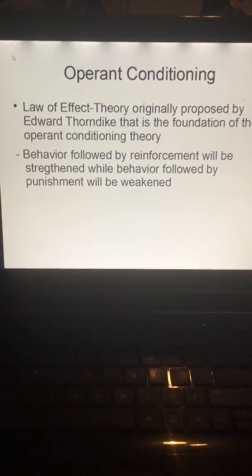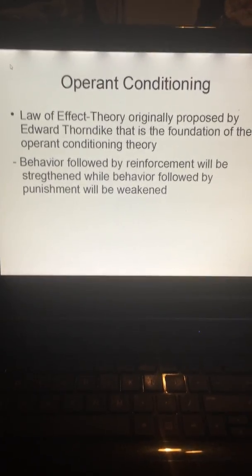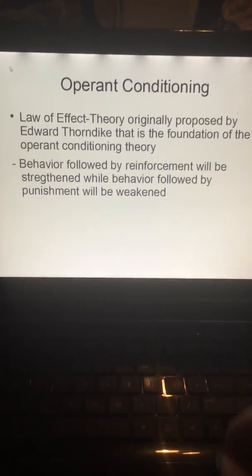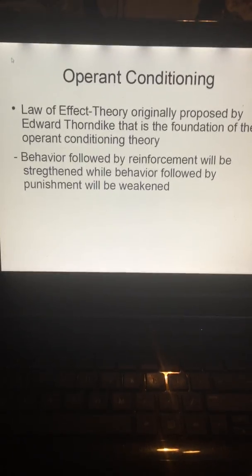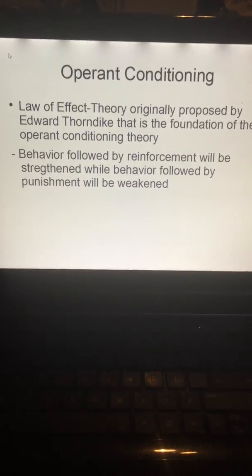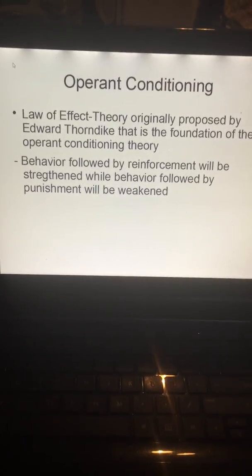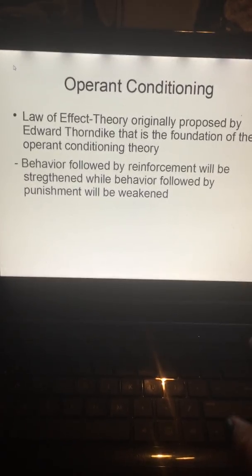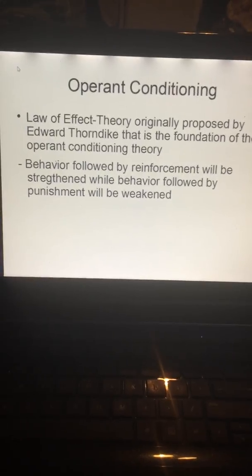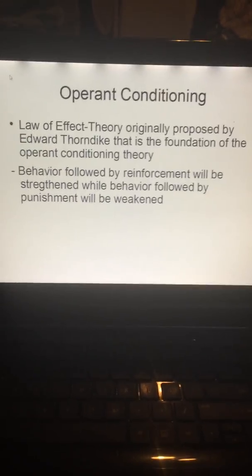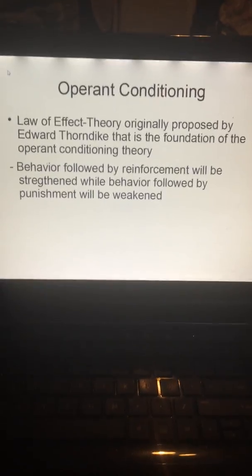Now, talking about operant conditioning. You guys, I can go all day when it comes to operant conditioning. This is one of my favorite topics. The law of effect was originally proposed by Edward Thorndike, the foundation for operant conditioning theory. Basically, he found this by putting a whole bunch of cats in a box.